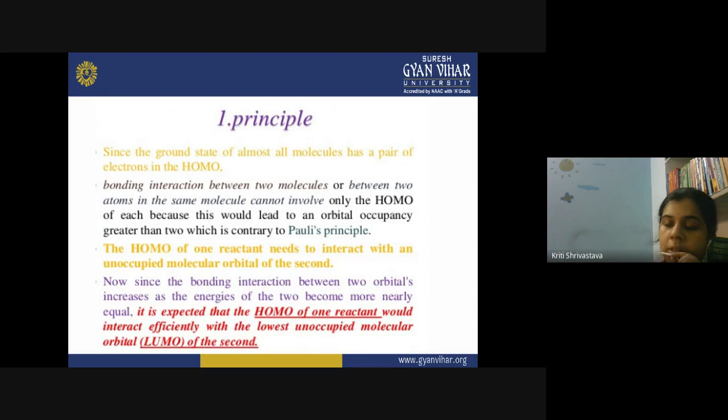So what will be my symmetry allowed reaction? When the HOMO of one molecule reacts with the LUMO of the other, this is the symmetry allowed interaction.